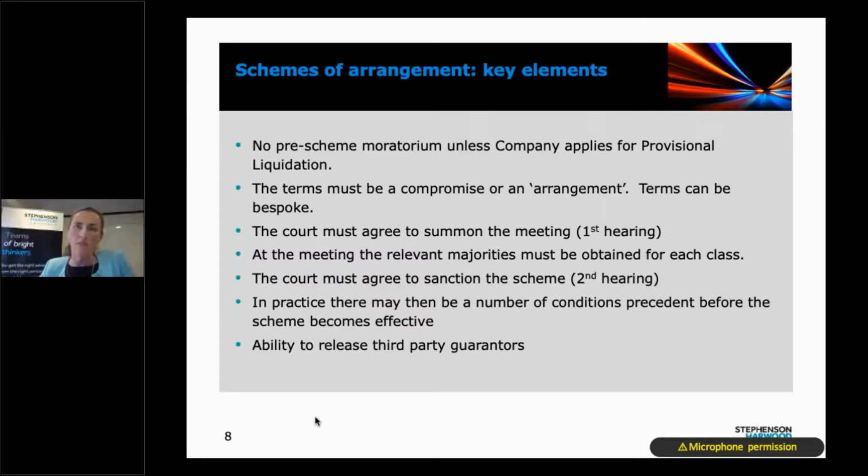You'll usually find for a scheme to go forward, you need some kind of investment or capital to come in for the company to continue on. You can have new shares issued, change the shareholder structure as well.